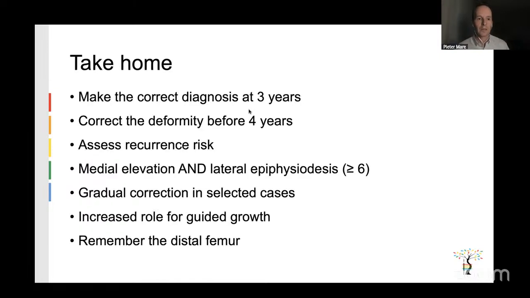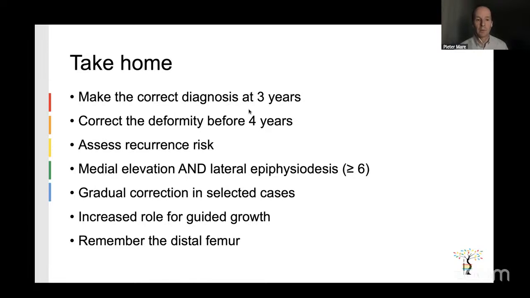So my take-home messages: make the correct diagnosis at the age of 3 years, correct the deformity before the age of 4, assess the recurrence risk and consider strategies to mitigate this risk. If there's medial depression, you need to do a medial elevation and a lateral epiphysiodesis. Gradual correction is highly effective in selected cases. There's an increased role for guided growth, so we really need to refine the ideal candidate for guided growth in Blount's disease, so you need to watch the literature. I'm sure there's more studies coming out.